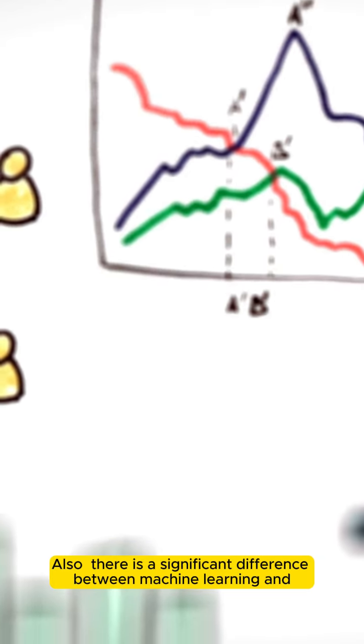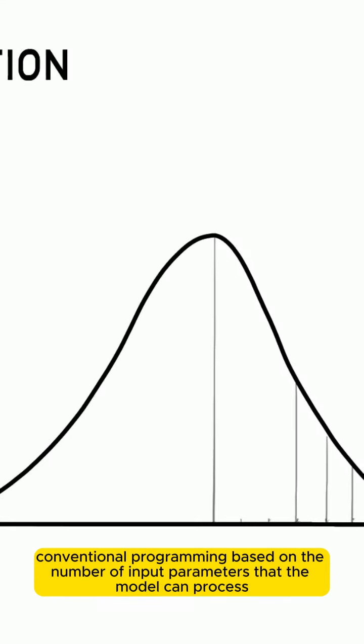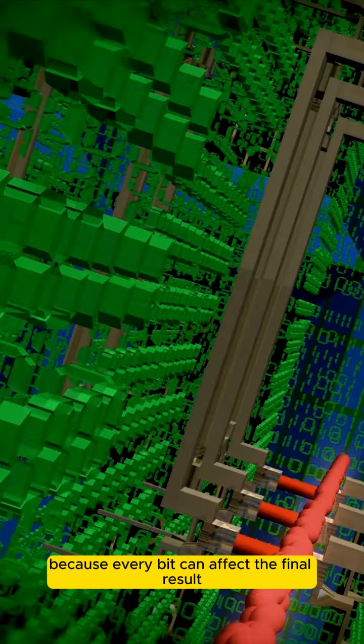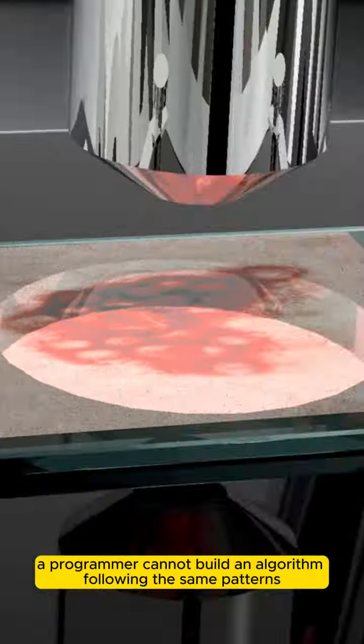Also, there is a significant difference between machine learning and conventional programming based on the number of input parameters that the model can process. In machine learning, to get an accurate prediction, it is required to feed thousands of parameters. Besides, it must be done with high accuracy, because every bit can affect the final result. However, in conventional programming, a programmer cannot build an algorithm following the same patterns.